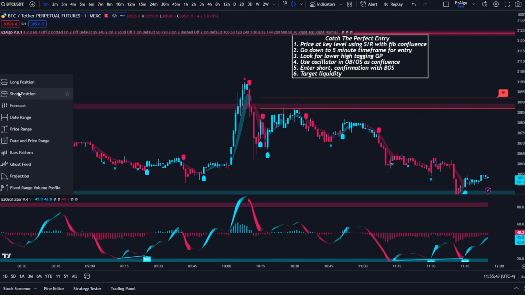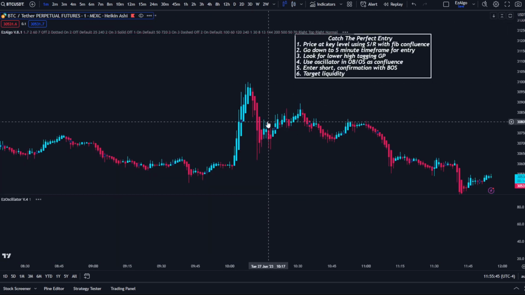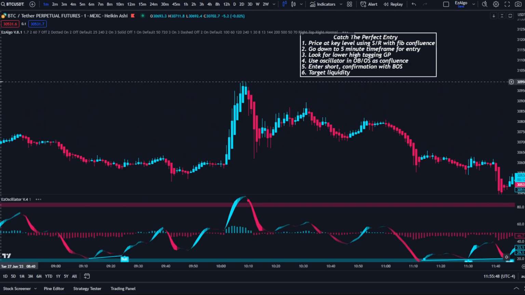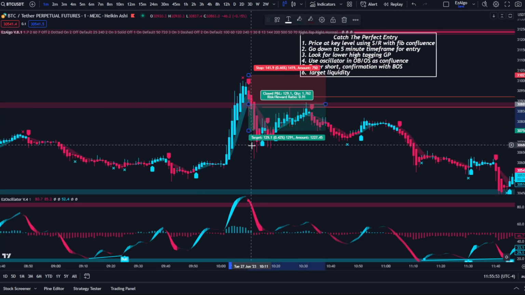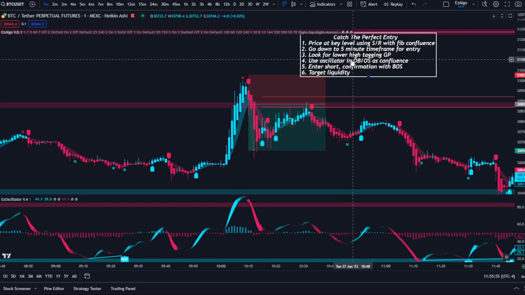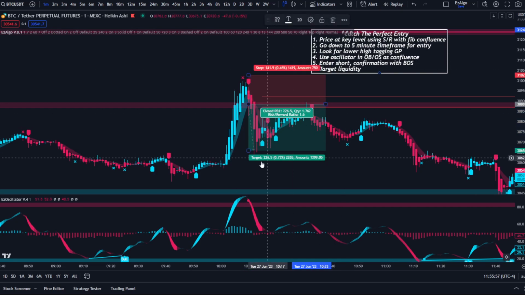So ideally, this would be your prime entry. In fact, I'd actually recommend going to the Heiken Ashi candles, using those Easy Algo buy sell signals to take that position. So this would be your optimal entry, right? You can see that the oscillator, we use the oscillator for confluence, is in that overbought zone, telling us that price is going to go down.